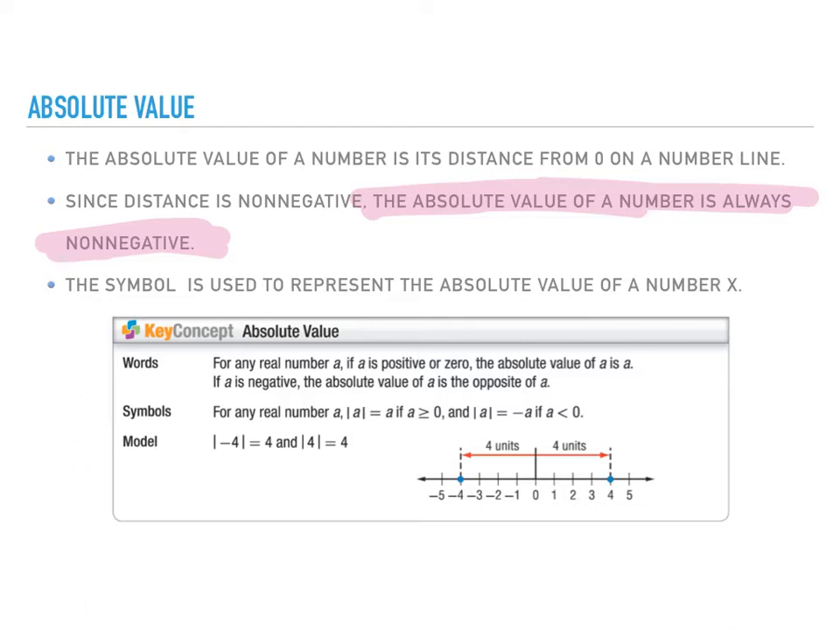The symbol, which didn't show up in your notes, but this symbol is used to represent the absolute value of a number x. So the absolute value is always positive.